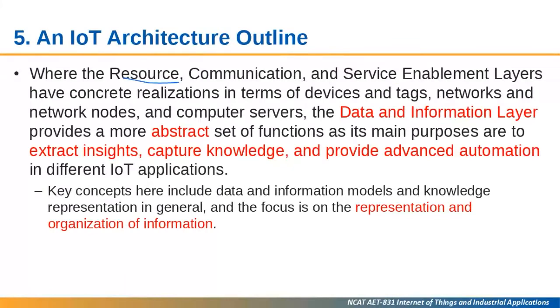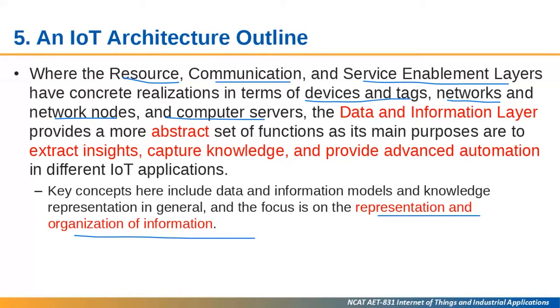So where the resource, communication, and service enablement layers have devices, networks, network nodes, and computer servers, the data and information layer has a more abstract set of functions to extract insights, capture knowledge, and provide advanced automation in different IoT applications. So key concepts here include data information models and presentation in general, and the focus is on representation and organization of information.